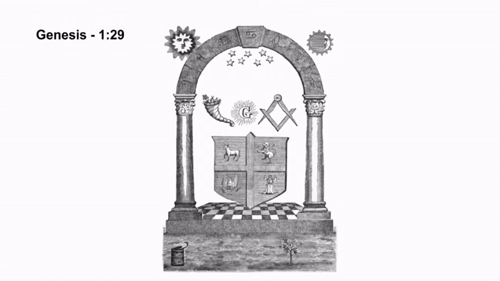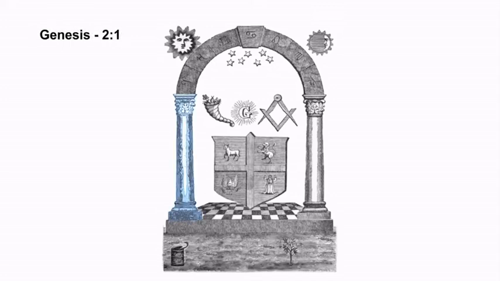And God said, Behold, I have given you every herb bearing seed, which is upon the face of all the earth, and every tree, in the which is the fruit of a tree yielding seed. To you it shall be for meat. And to every beast of the earth, and to every fowl of the air, and to everything that creepeth upon the earth, wherein there is life, I have given every green herb for meat. And it was so. And God saw everything that he had made, and, behold, it was very good. And the evening and the morning were the sixth day.